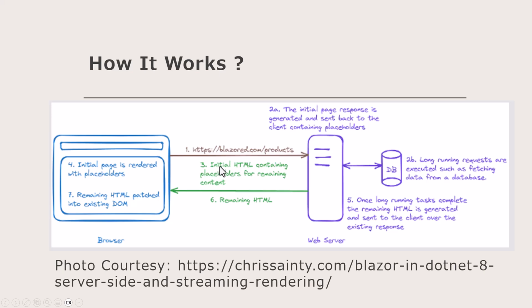Okay, from step 3, which was the initial HTML containing placeholders for the remaining content, to the initial page being rendered with placeholders. And then once long running tasks complete, the remaining HTML is generated and sent to the client over the existing response, and then the remaining HTML is sent over to the DOM, over to the browser, and HTML patched into the existing DOM and shown on the browser. So that's all about this application, Blazor server-side rendering and stream rendering, which is the latest technology in Blazor through ASP.NET 8. Thanks very much.